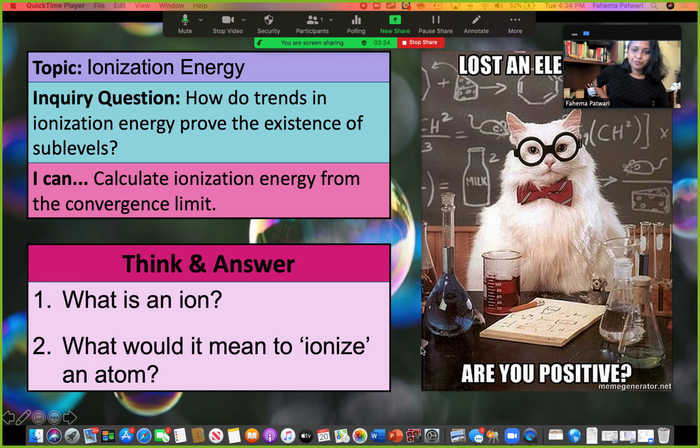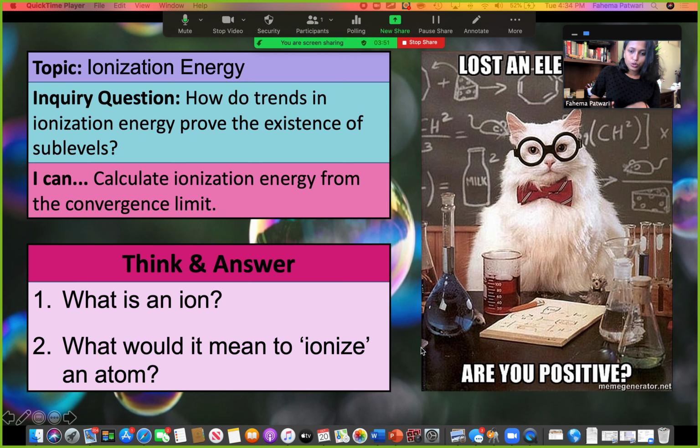Hello, everyone. So today's lesson will be on ionization energy and how you can calculate ionization energy from the convergence limit. First question, what is an ion?